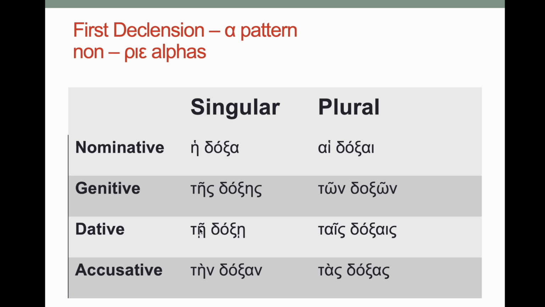And then te doxe, again, you have this eta appearing. And then in the accusative, it switches back to ten doxan. Okay? Now over in the plural, again, it's all alpha. Hai doxai, ton doxon, tais doxais, tas doxas. So the only two forms that are really going to be tricky here are when the alpha switches to this eta in the genitive and in the dative. Okay? Tes doxes, te doxe. But again, the endings are consistent.